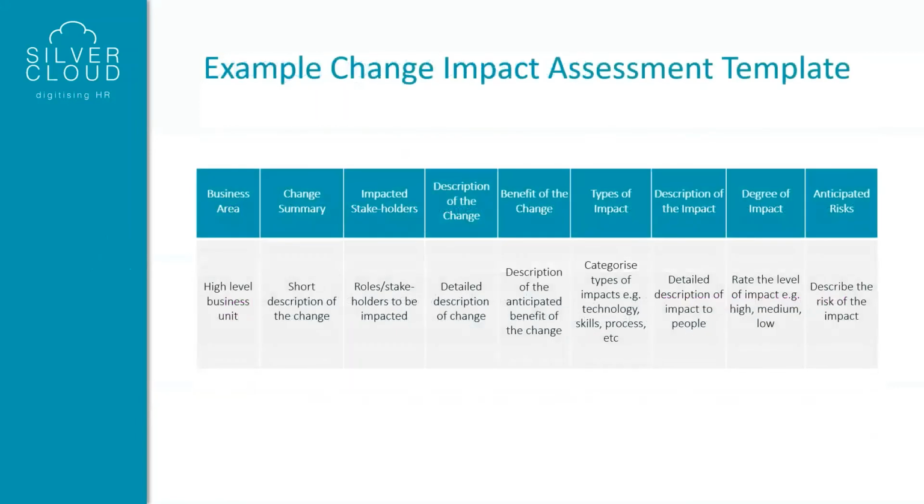Here's an example of what a change impact assessment could look like. You detail your business area, the change summary, so what is happening to that particular area, who's impacted in terms of stakeholders and the roles and responsibilities, a description of what that change looks like, the benefits of it, the type of impact that they may be faced with. So for example, it could be technology or a process, the description of it, the degree of the impact, so is it high, is it medium, is it low, and any risk that you may be able to anticipate for that particular business area.